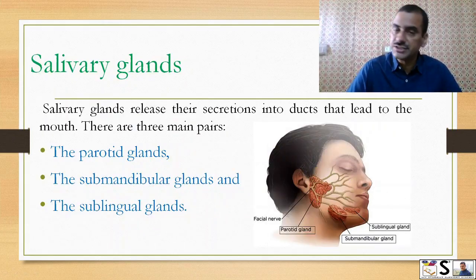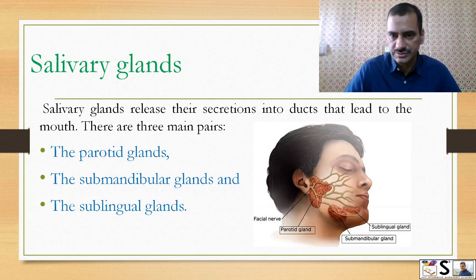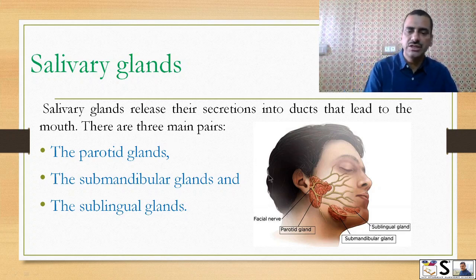Salivary glands. Another structure in the mouth that is very important is the salivary glands. Salivary glands release their secretion into ducts that lead to the mouth. There are three main pairs. These are exocrine glands: the parotid gland, the submandibular gland, and the sublingual gland.